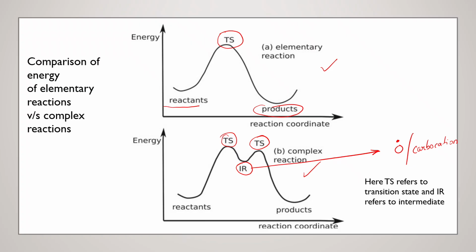But the underlying idea is that intermediates are created during the course of a complex reaction, that is, during the course of a multi-step reaction. They are not the final product, but they are generated, and unlike a transition state, they can be isolated because they are relatively more stable.